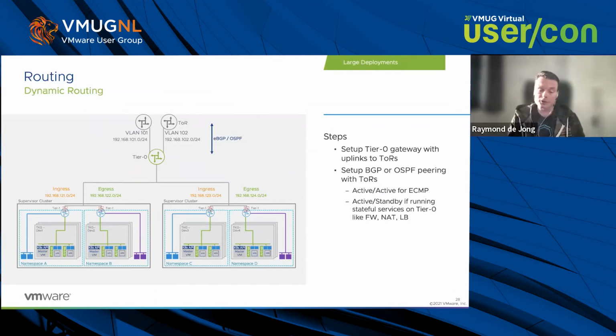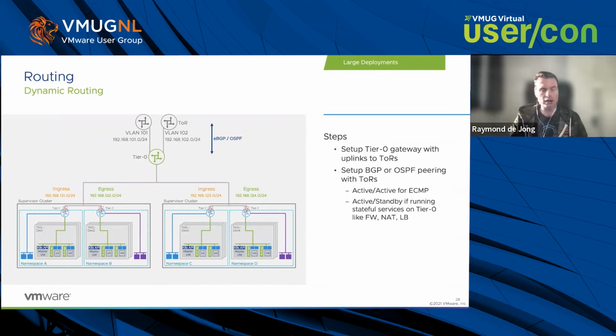And finally, the best option and the most flexible option, and also the best performing option, is using dynamic routing, setting up your tier 0 gateway as an active router, interacting with your physical network through either eBGP, iBGP, or OSPF, and advertising routes, ingress routes, egress routes, or in case of routable pods, all those routes towards the physical network automatically.